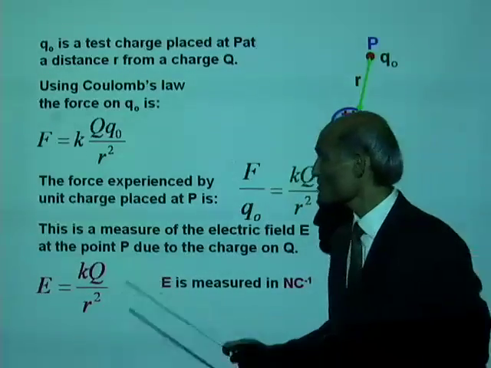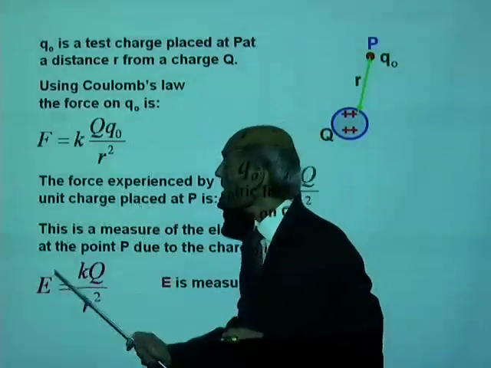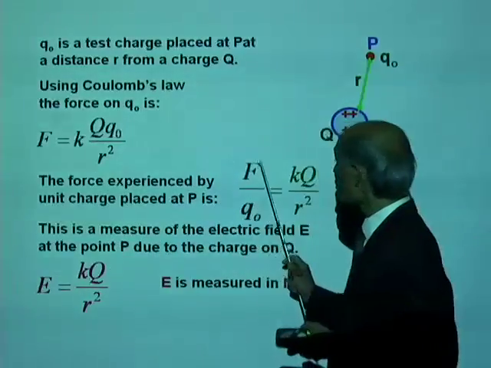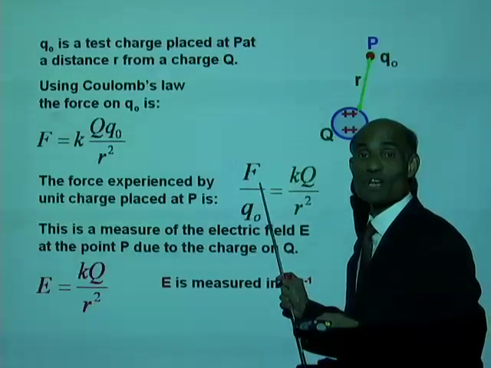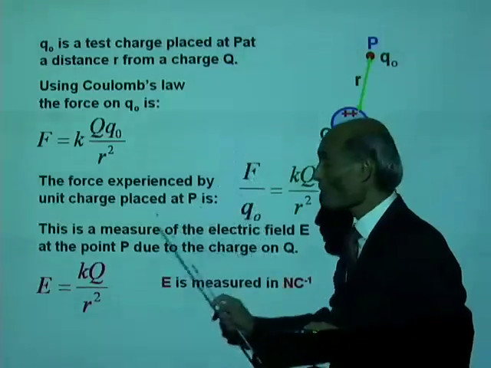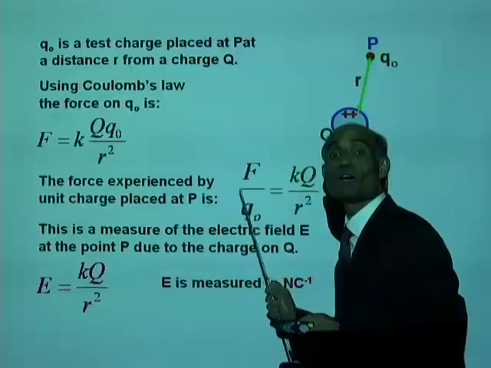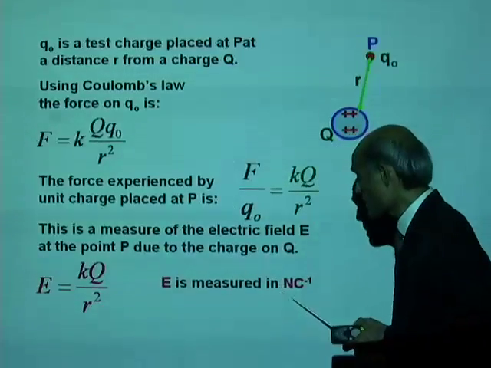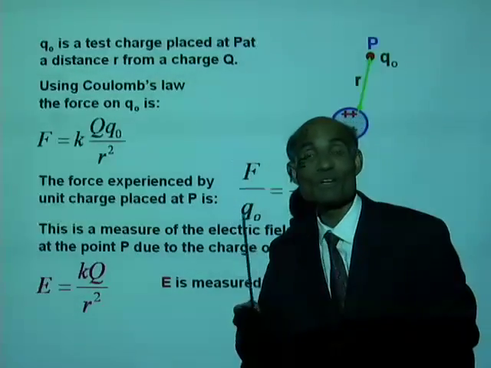Alright, so what's the unit for measuring E? Remember, the E is measured as the force per unit charge. Force is measured in Newton, charge is measured in Coulomb. Therefore, electric field intensity, which is the force per unit charge, is measured in Newton per Coulomb, force per unit charge.